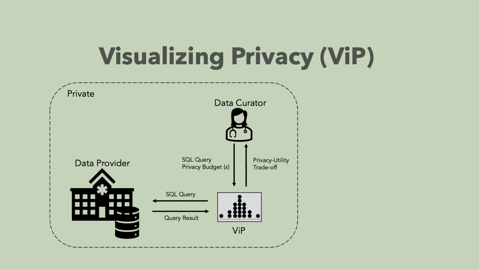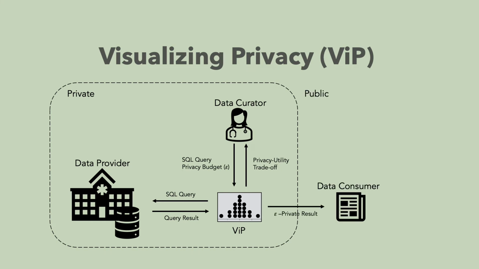Our interface is called Visualizing Privacy, or VIP for short. Before we walk through VIP, we'll go through where VIP sits within the larger data sharing context. The data curator makes queries to VIP and sets the privacy budget. VIP then accesses the private data from the data provider, in our case that's the hospital, and VIP then visualizes the privacy utility trade-off under the set privacy budget. The data curator can iteratively choose different values for the privacy budget and see the resulting privacy utility trade-off to make a decision about what an appropriate privacy budget is in their context.